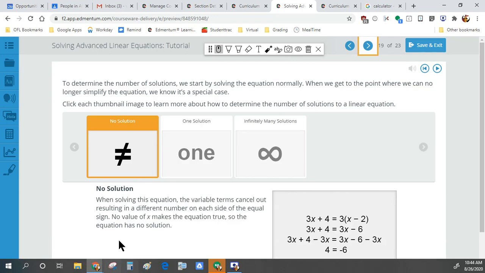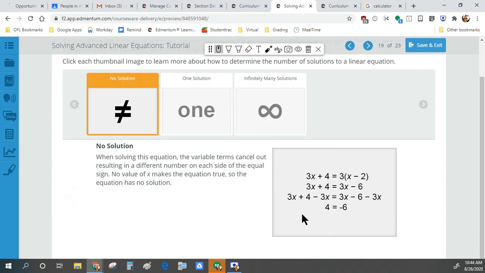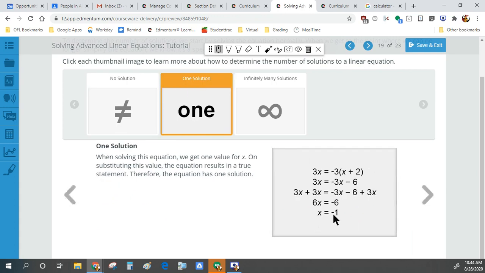No solution. How does this look from an algebra standpoint? No solution from an algebra standpoint means all of our x's go away, and then we get this very weird thing where this doesn't work. This is what it means by these lines are parallel: our x's go away and we're left with something that doesn't make sense. That's what it means by no solution. One solution means we're going to get this x is something. We're going to get this exact point where x equals something.